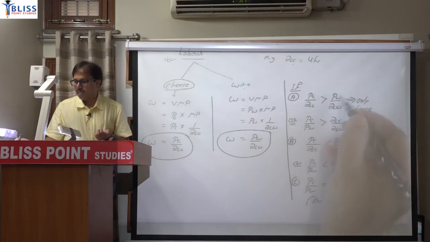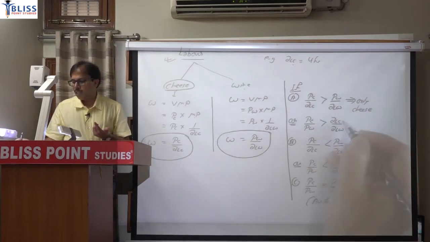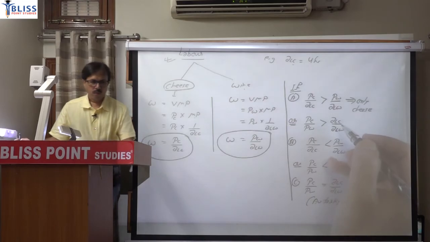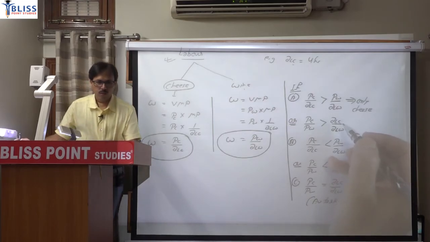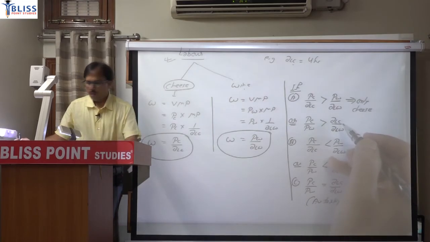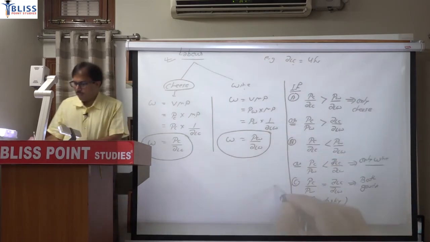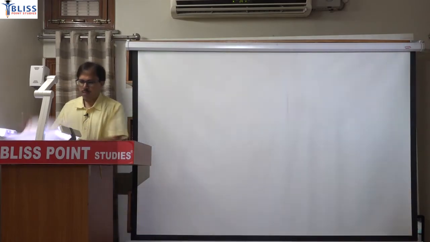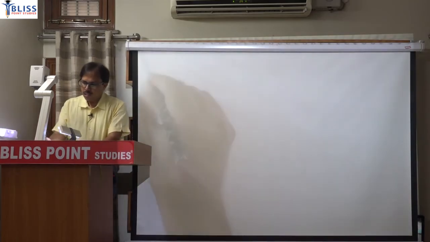मतलब PC by ALC is greater than PW by ALW, or PC by PW is greater than ALC by ALW. So just remember, in the absence of trade, PC by PW is equal to ALC by ALW. Now understand this problem first. Just consider this example.